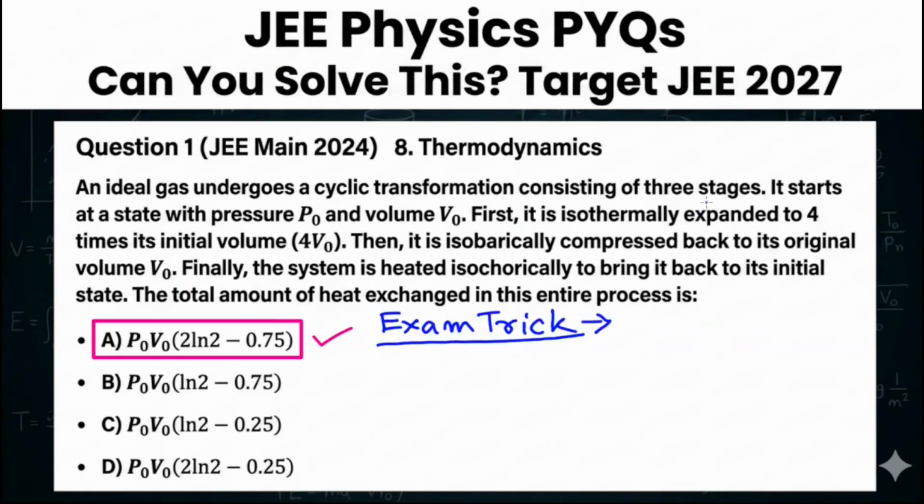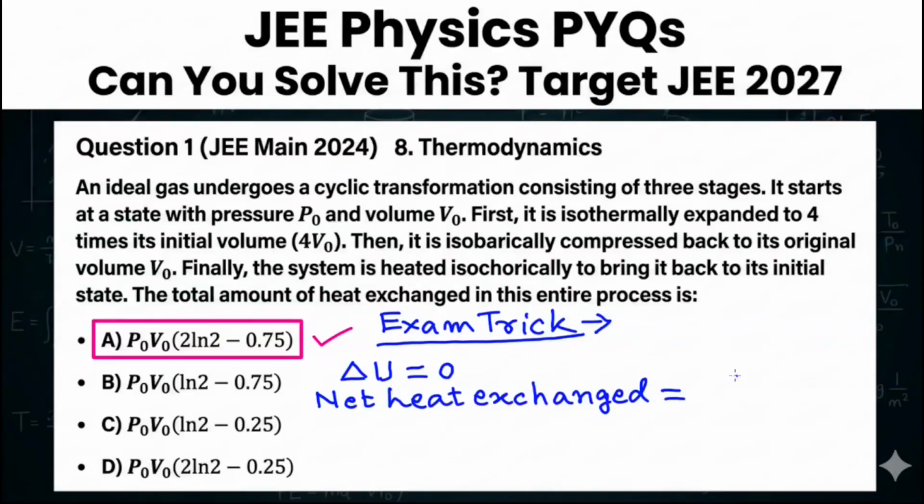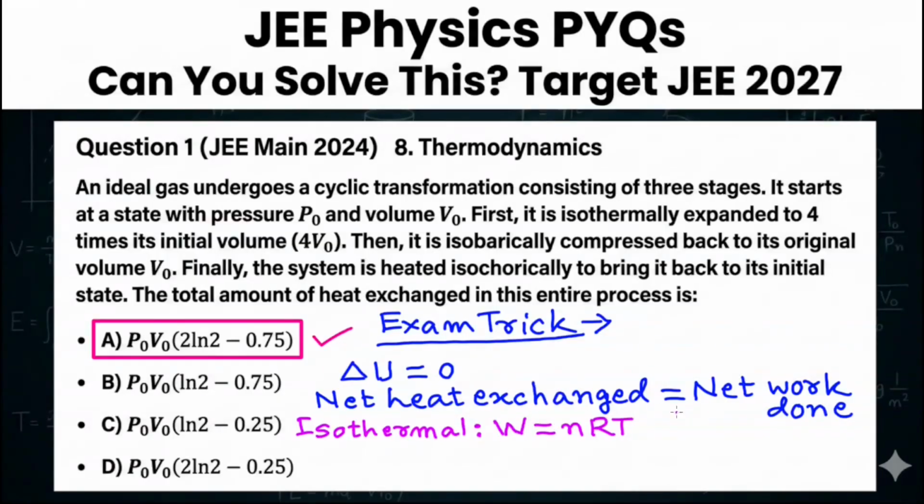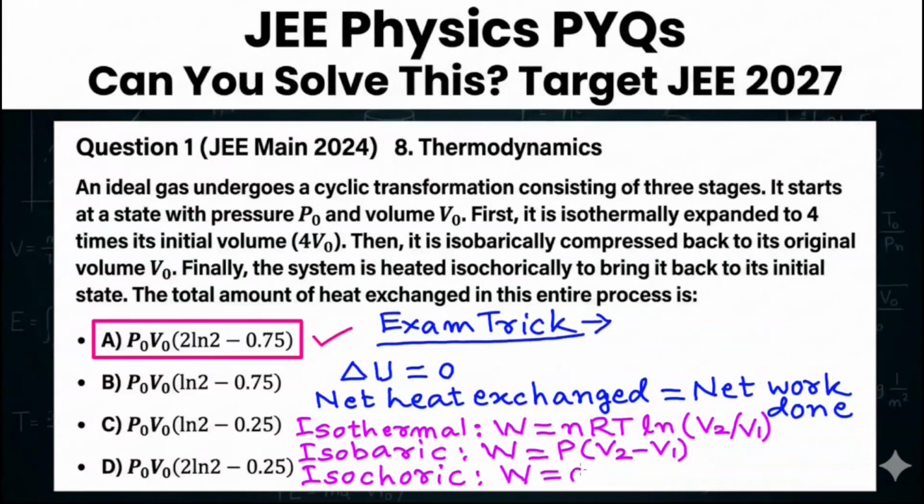Exam trick: whenever you see a complete cycle process, immediately think delta U equals 0. Therefore, net heat exchanged equals net work done. Then calculate only the work for each stage, and remember isothermal W is nRT ln V2 upon V1. Isobaric W is P times V2 minus V1. Isochoric W is 0. This saves a lot of unnecessary calculation.